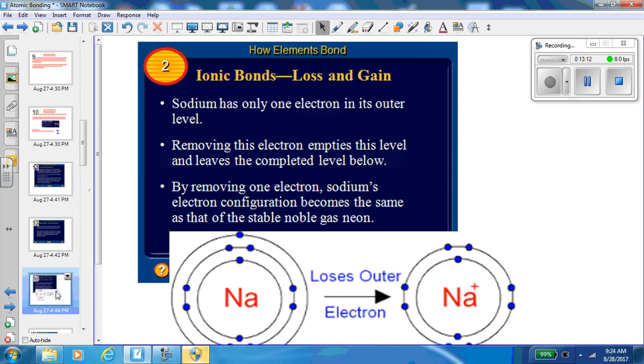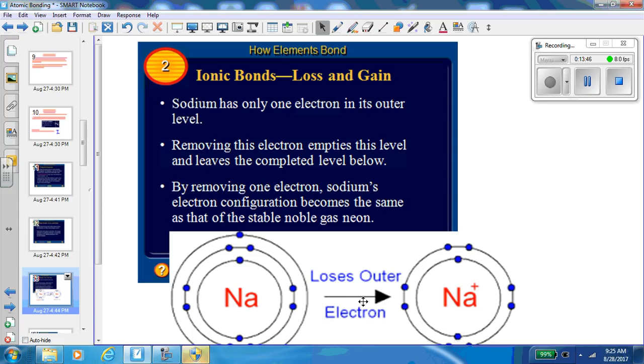Let's talk about ionic bonds, because this is how, when bonding occurs, you can have a loss or a gain of electrons. Let's talk about sodium. Sodium has only 1 electron in its outermost energy level. So it would be much easier for sodium to get rid of this 1 electron instead of trying to gain more. So typically, sodium will lose that outer electron. Removing this electron will empty that level, and that leaves the completed level below.